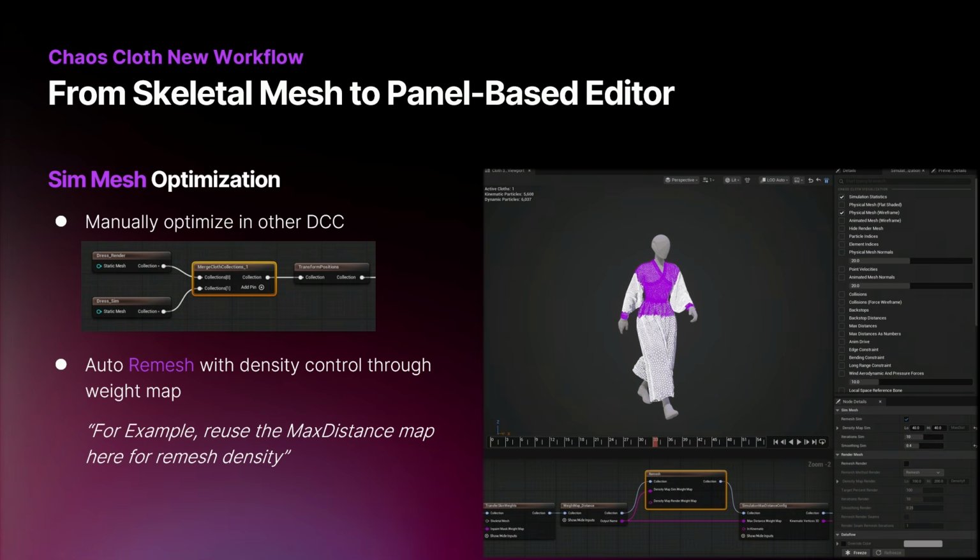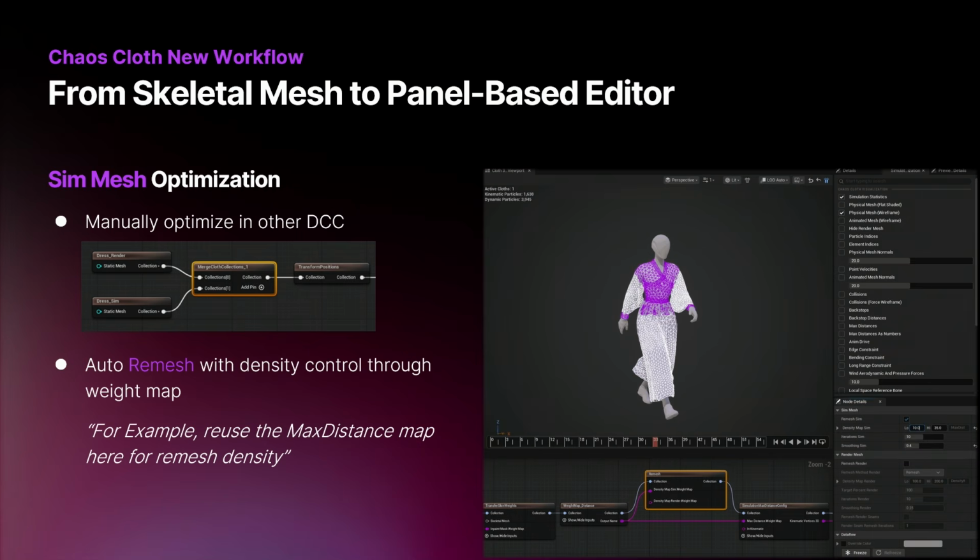In practice, you can import your sim and render mesh separately, and then use the merge collection node to combine them together. Since I'm not a modeler myself, when testing my class, I used the built-in remesh node to simplify my sim mesh. I actually found it quite convenient, and it now supports adaptive remeshing.